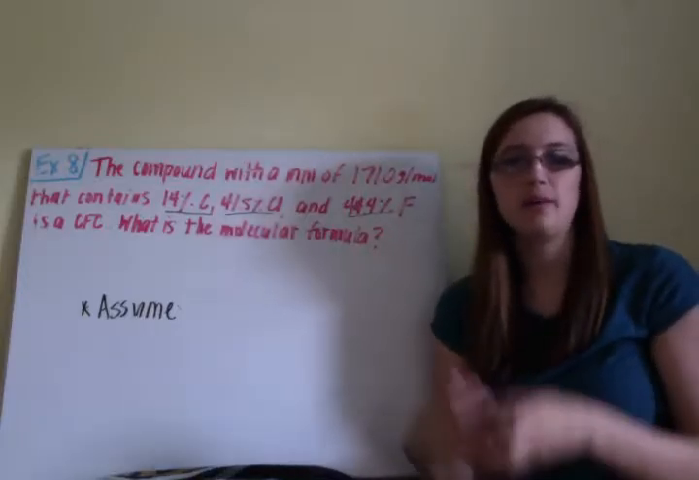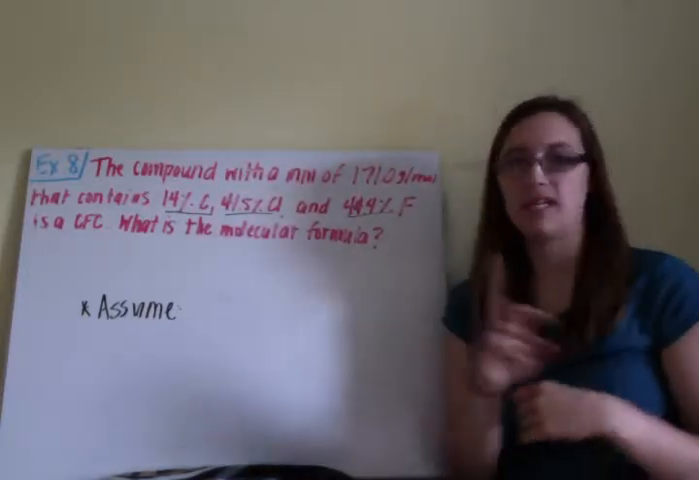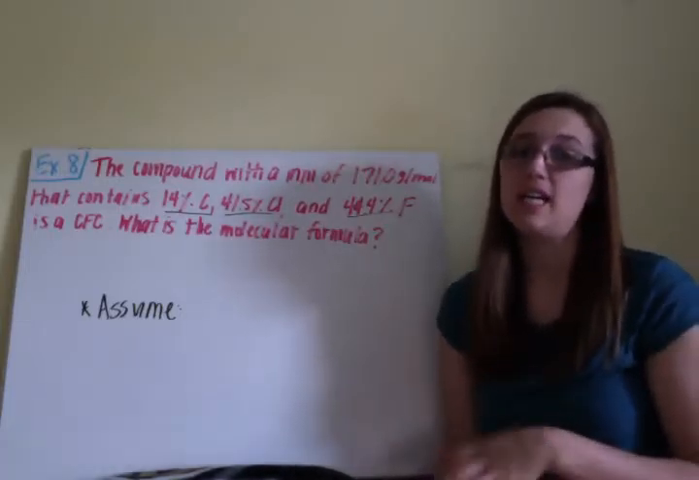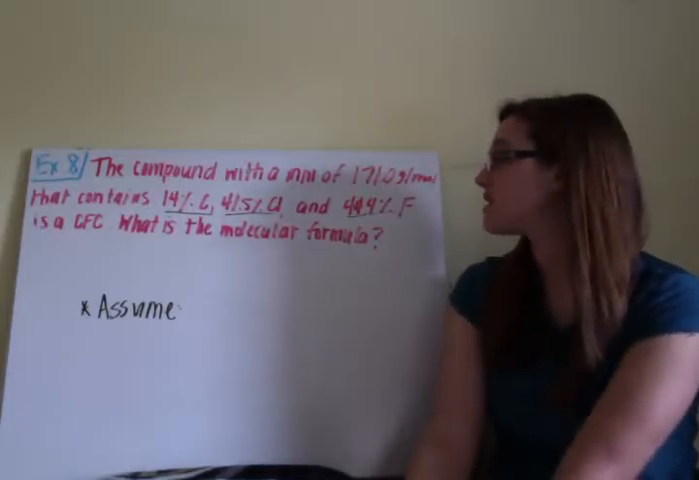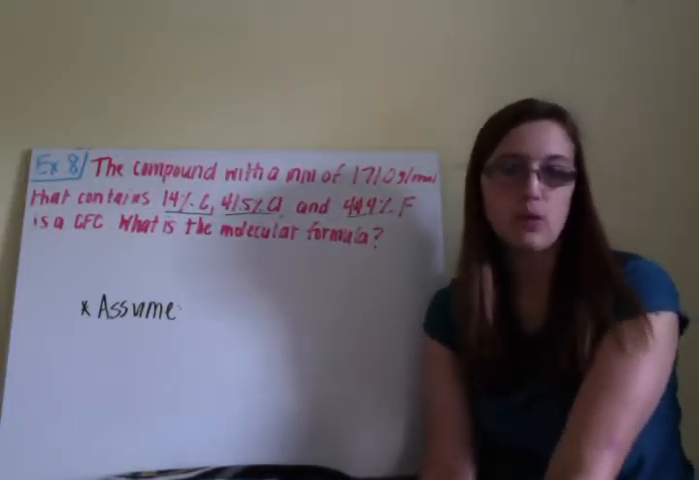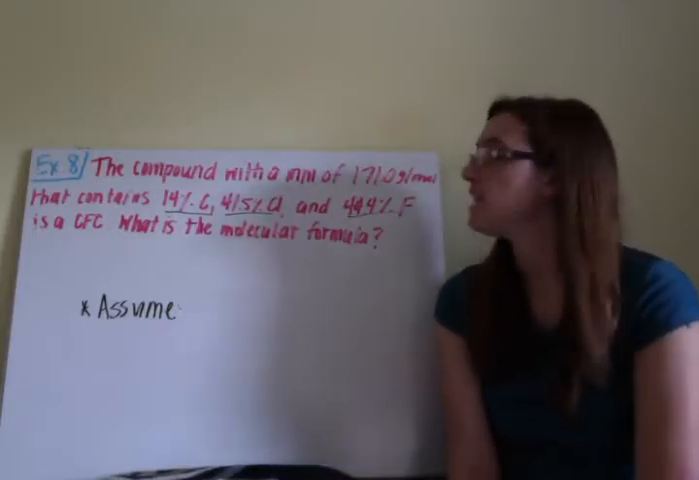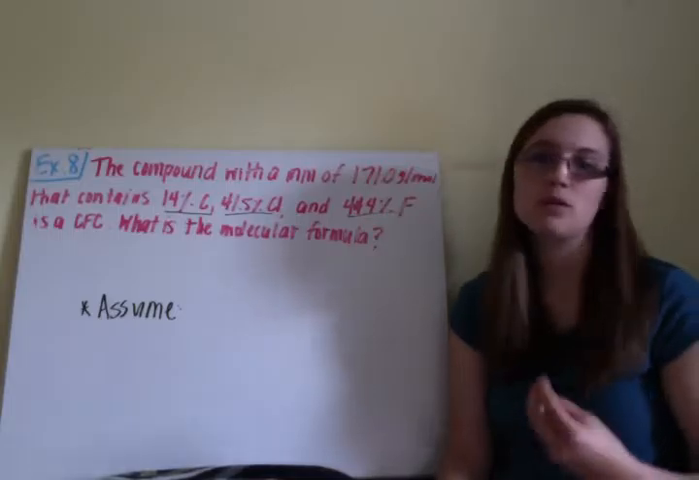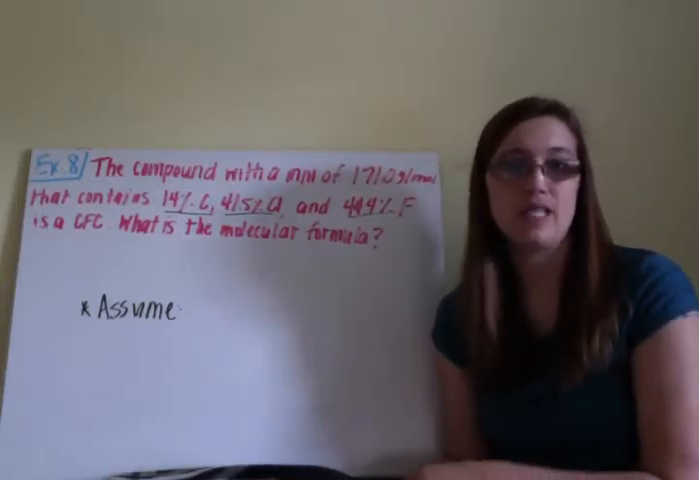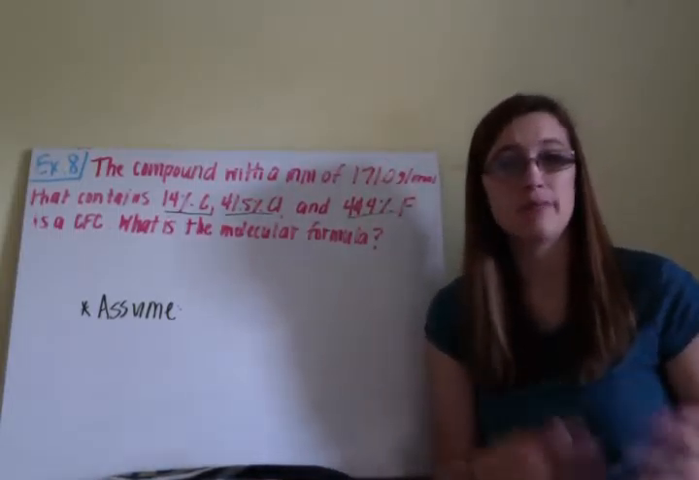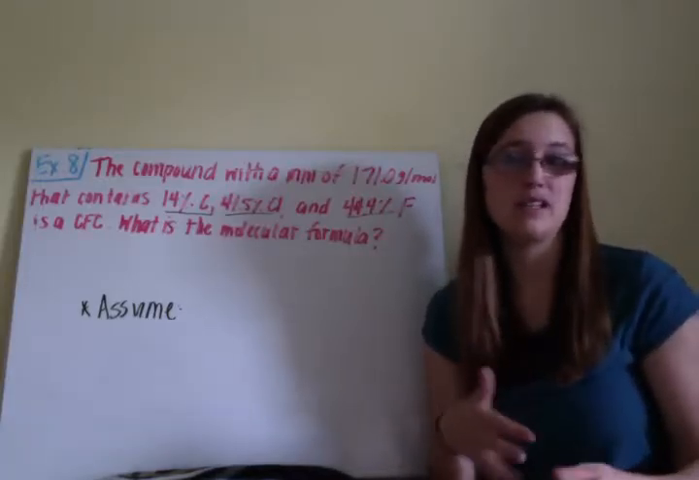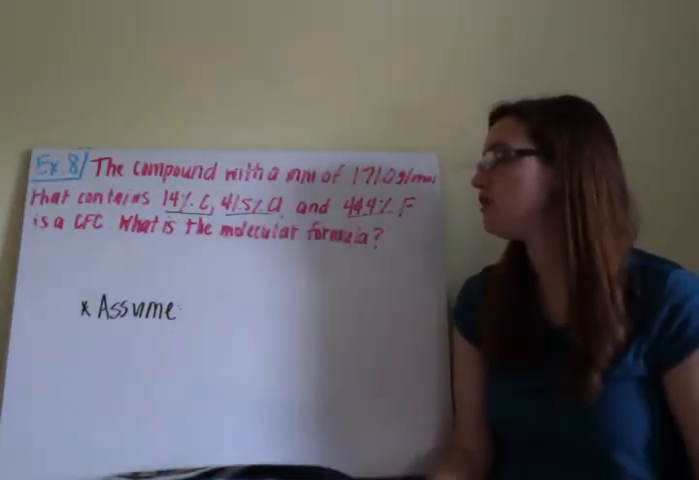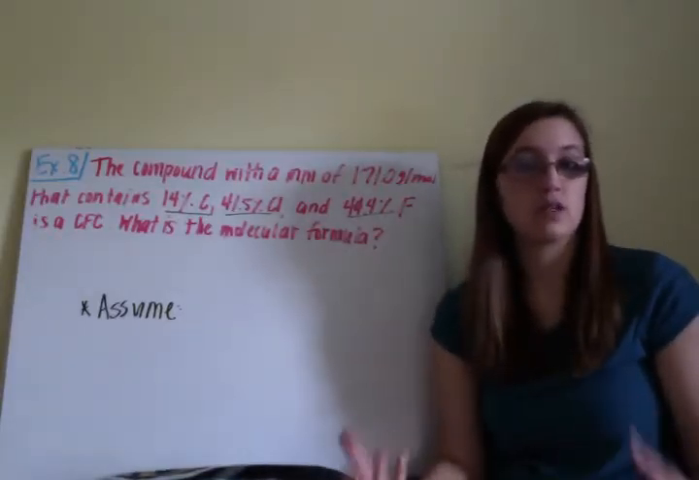Okay, so now we're going to talk about molecular formulas, and we're going to go through an example that asks you to calculate a molecular formula from given data. So this problem asks, the compound with a molar mass of 171.0 grams per mole contains 14% carbon, 41.5% chlorine, and 44% fluorine, and this is what's called a CFC, or a chlorofluorocarbon. These are actually banned now in the United States because of their role in ozone depletion, but what this problem wants us to do is find the molecular formula of this chlorofluorocarbon.